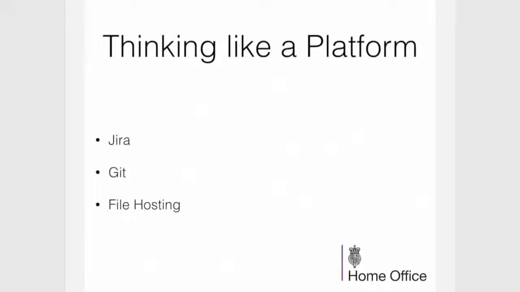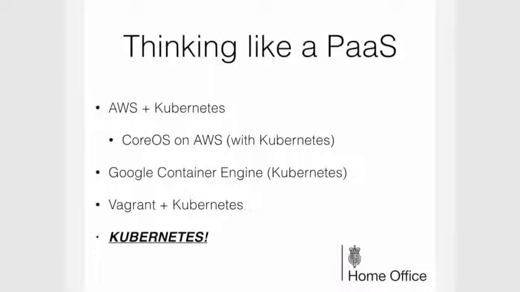Okay, so on top of this, we also think like a platform. So we provision services commonly which people can use. So Jira, Git, and file hosting, we have our own internal S3 because we have some unusual encryption requirements maybe for our documents. But this isn't where we stop thinking like a platform. We start operating like a PaaS. So we are, as a DevOps team, focused on developing a Kubernetes PaaS for the rest of the home office to use.